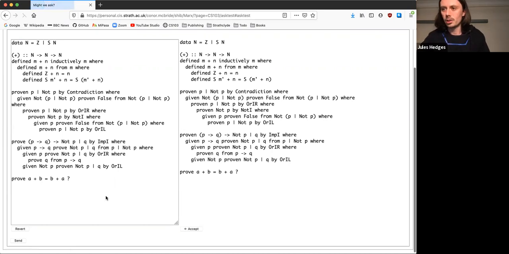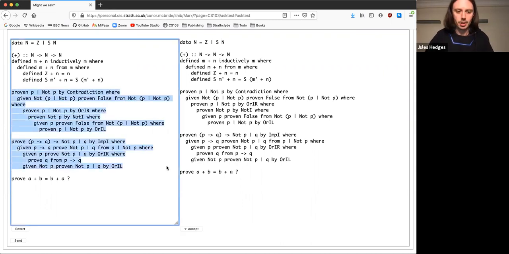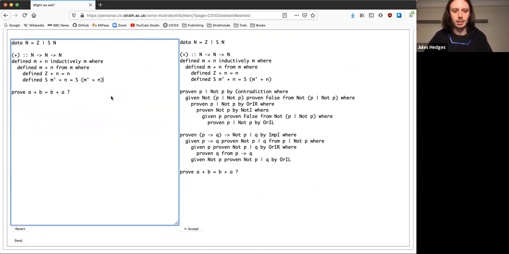Okay, so what does this have to do with this week's topic? Well, previously we didn't need this feature. We could always get by without it. But for proving equations about programs, these helper proofs are really useful. So let's get started on our proof of A plus B equals B plus A. I'm going to say inductively A, so we'll do proof by induction on A.